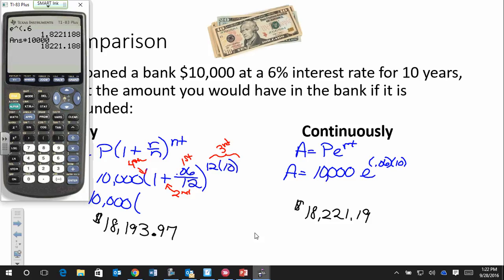And of course, if it had been a longer time period, 20 years, something like that, it would be more significant of a difference. All right, so feel good about those? Know how to use the formulas? Awesome. All right, next one.